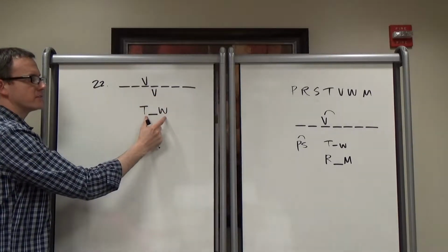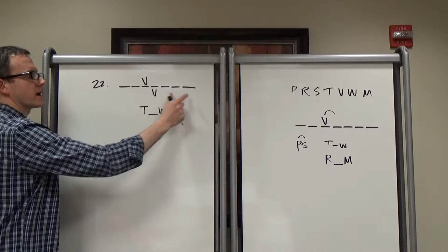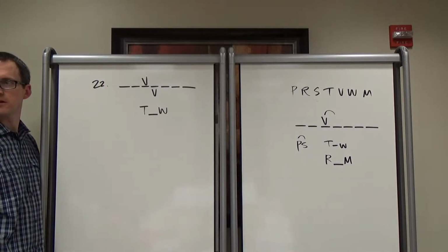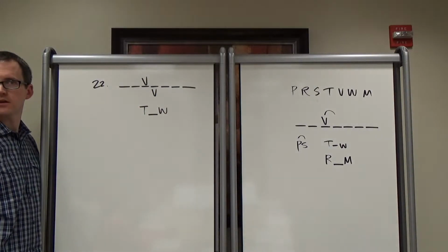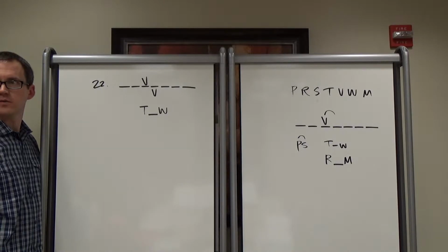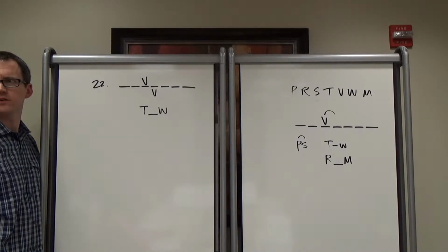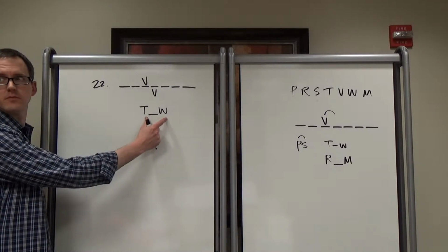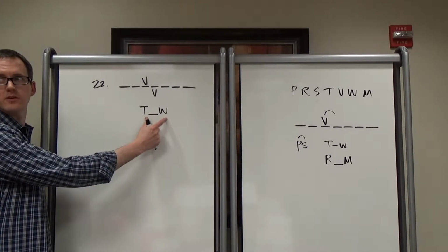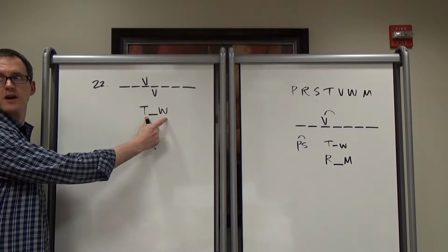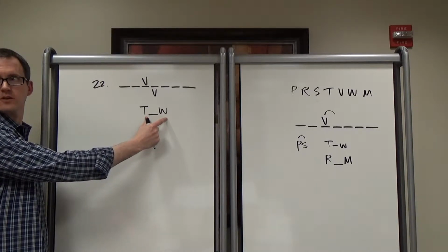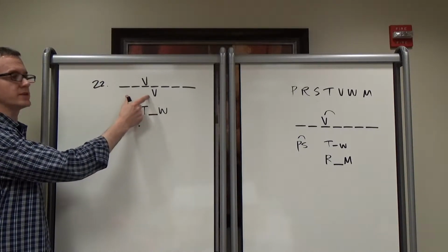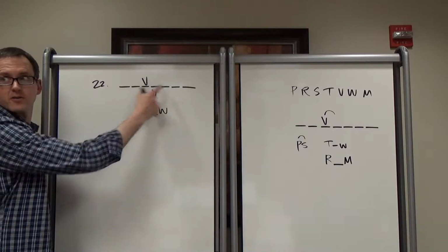If I have TW, how many options do I have down here? 1. Why do you say 1? Because there has to be a space between T and W. Or sorry, there'd be 2, when you consider R and M, right? Either you put them here, and the other one there, or vice versa.